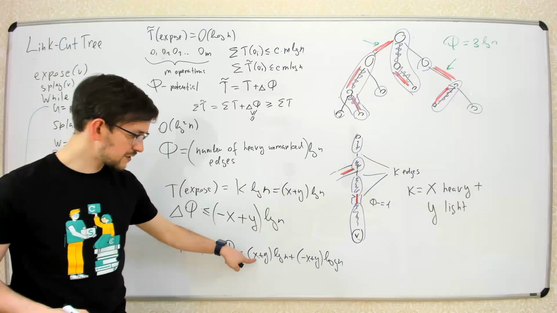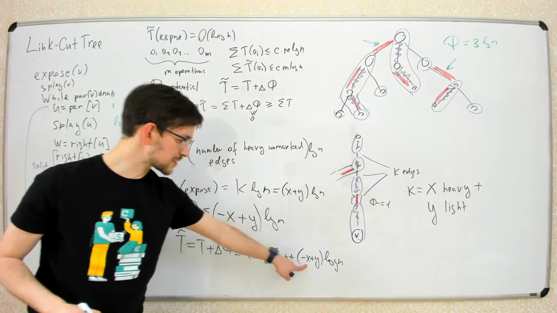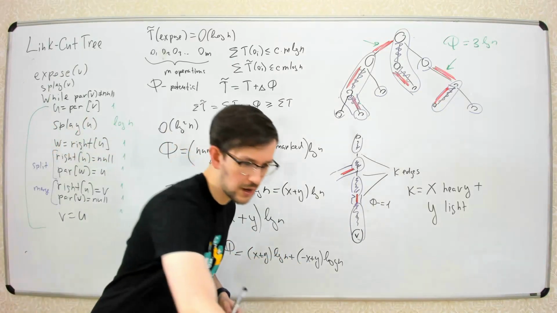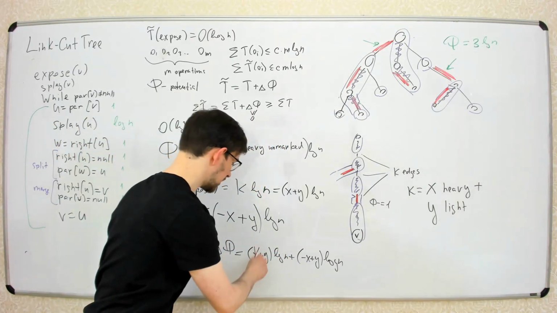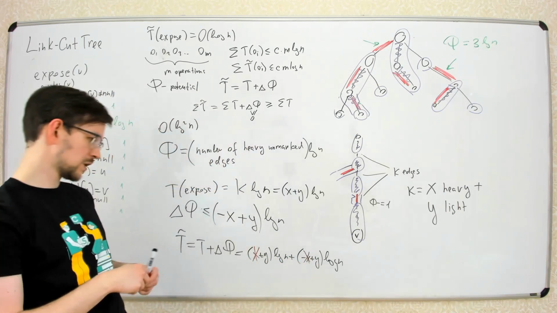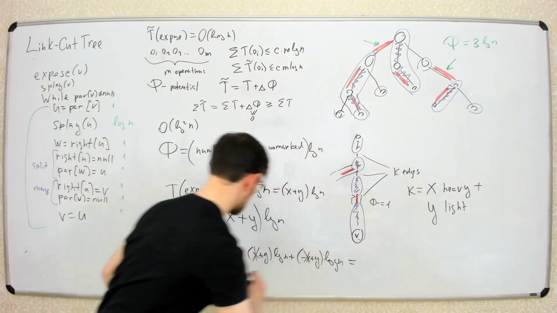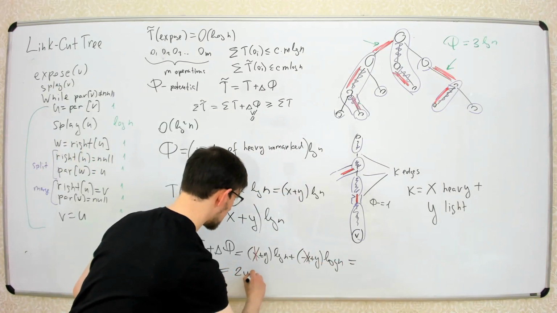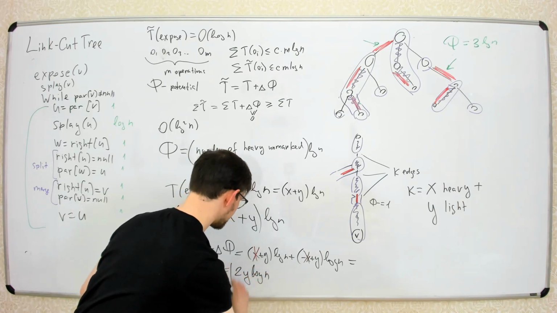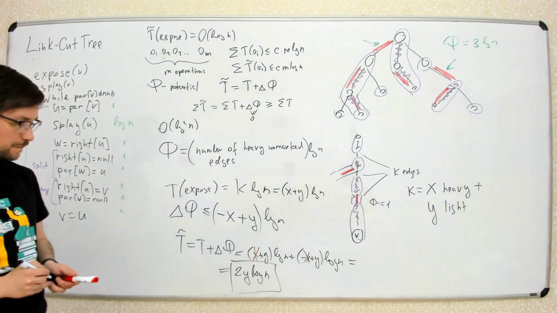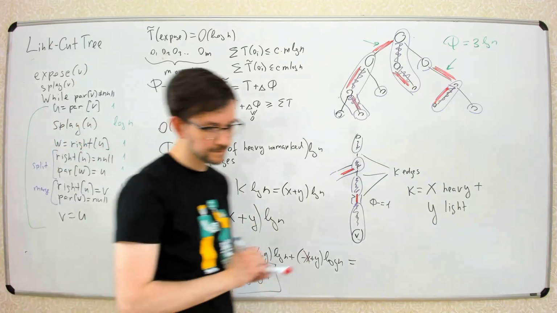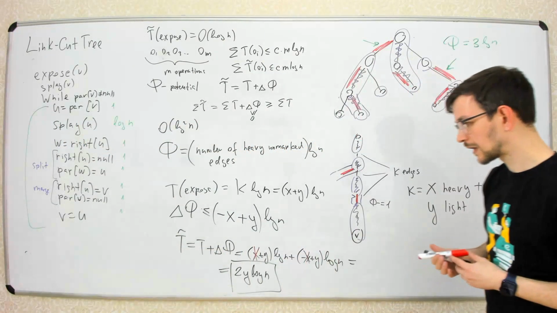Now you simplify this. Here you have x, here you have minus x, so they will be eliminated. So we eliminate this and this. In the end, we'll have just 2y log n. That's all.